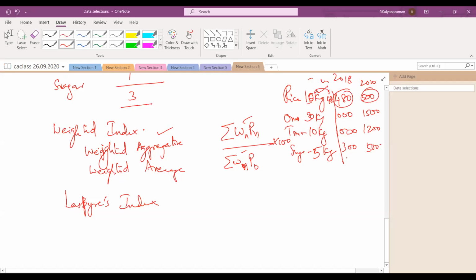So I am adding all the price into quantity. So sigma Pn into Q naught by sigma P naught into Q naught into 100. I am keeping the quantity fixed. This is the unit price for 1 kg, 2 kg, something like that. So basically we are calculating the total money spent for the same quantity in 2020 divided by the money spent for the same quantity in the 2018 base year, into 100. This is called the Laspeyres index formula.